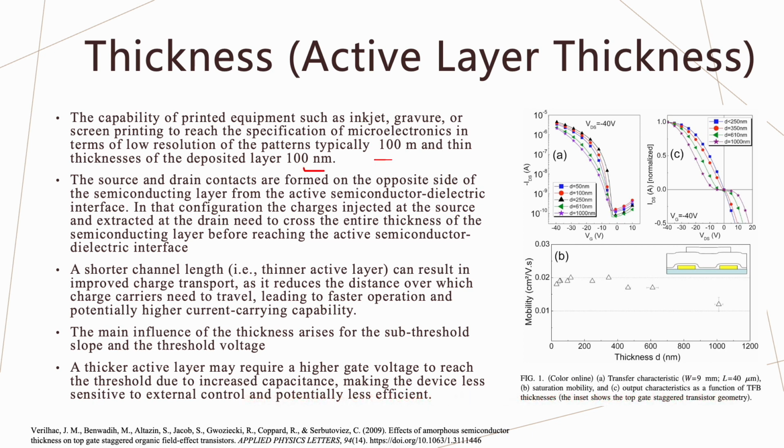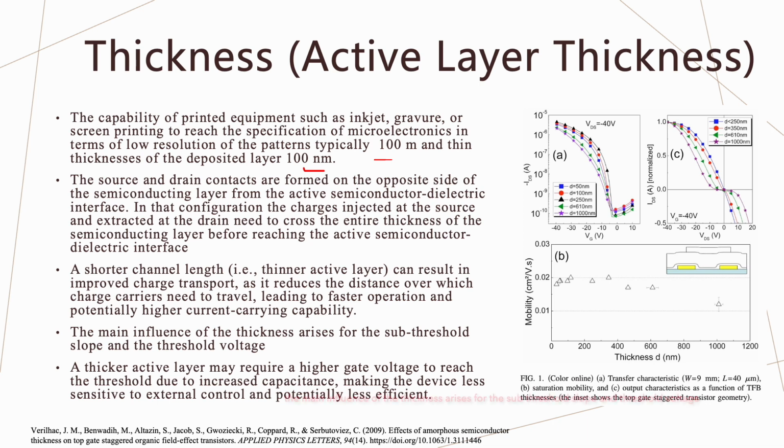For the type of OFET in which source and drain contacts are formed on the opposite side of the semiconducting layer from the active semiconductor dielectric interface, the charge injected at the source and extracted at the drain need to cross the entire thickness of the semiconducting layer before reaching the active semiconductor dielectric interface. So a thinner active layer can result in improved charge transport as it reduces the distance over which charge carriers need to travel, leading to faster operation and potentially higher current carrying capability.